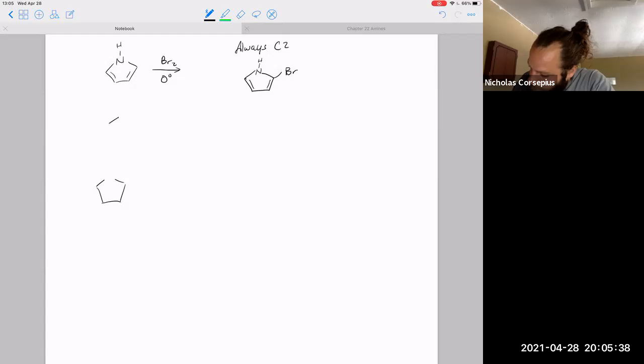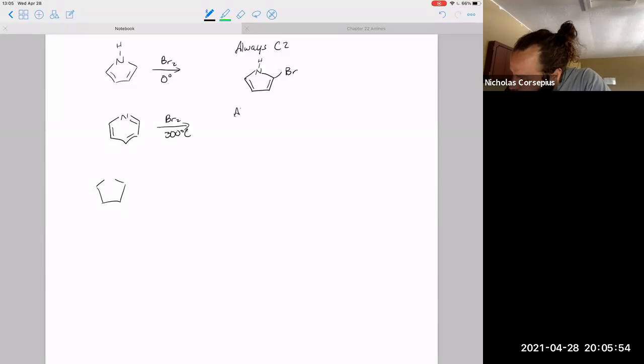And in the case of pyridine, oh, that's not correct. Pyridine is actually less reactive, so we're going to have to crank up the heat on that one quite a bit, apparently. That's always C3.